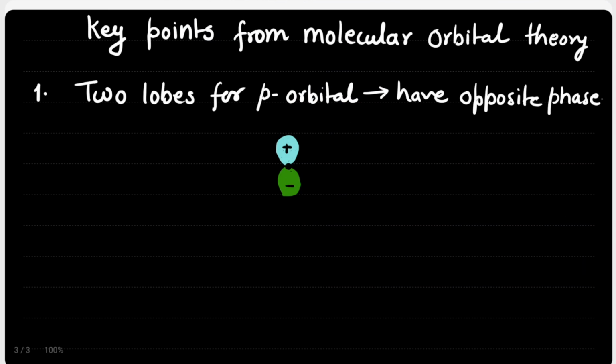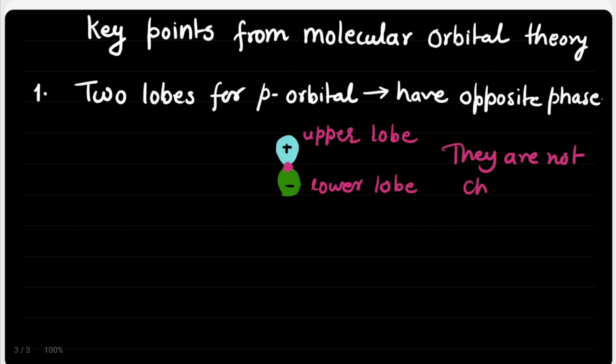So this is a carbon, the center point is denoted as carbon. There are two lobes, the upper lobe and the lower lobe, which have opposite phase, meaning the upper lobe has a positive phase and the lower lobe has a negative phase. Please remember, they are not charges. These are sign conventions which show the wave functions: this is the positive wave function and this is the negative wave function.